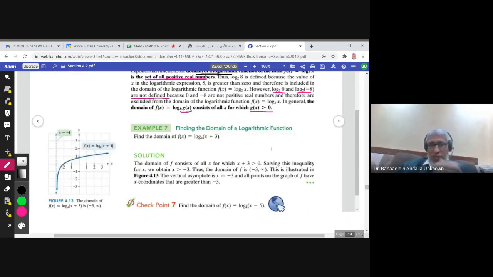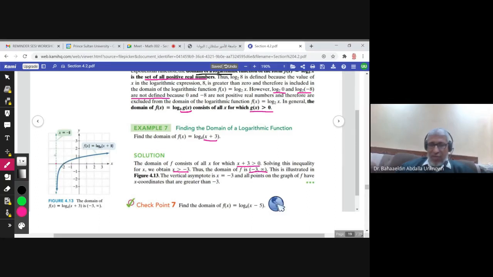For example, what is the domain of this function? What is inside the log, which is x plus 3, should be positive. So x plus 3 should be positive, greater than 0. If you take 3 to the other side, then x would be greater than negative 3. And if x is greater than negative 3, it means it's from negative 3 to infinity. So the domain is from negative 3 to infinity, and negative 3 is open, because the vertical asymptote has the equation x equals negative 3. So in fact, if you put x plus 3 equals 0, you will get the equation of the vertical asymptote immediately.